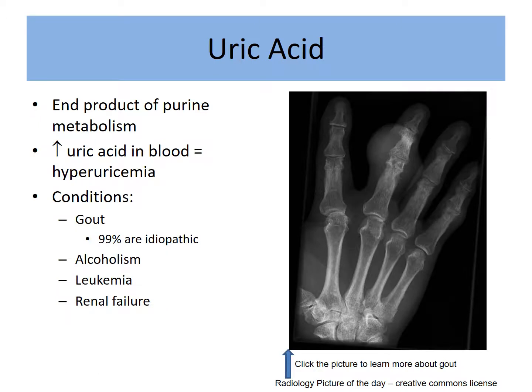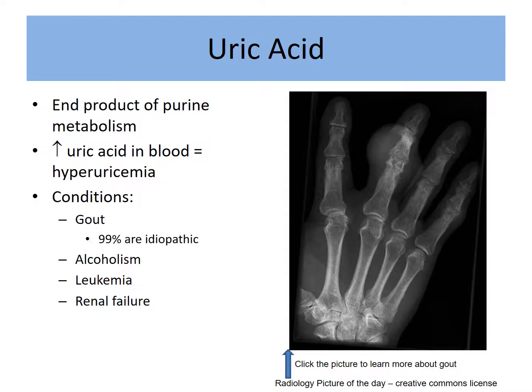Uric acid is also a biomarker. Uric acid is the end product of purine metabolism. The term for elevations of uric acid in the blood is hyperuricemia. A condition that can be caused by hyperuricemia is gout. And gout is interesting because the majority of cases are what we call idiopathic. In other words, the cause is unknown. Some causes that are known to be related to gout are alcoholism, leukemia, and renal failure.